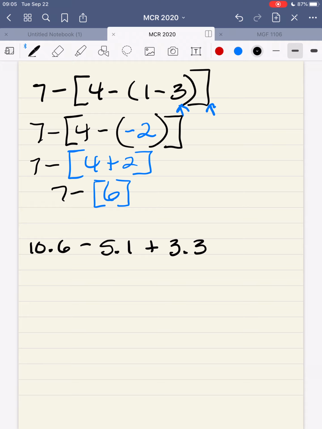And the bracket's not going to change anything. I have 7 minus 6. That's going to give me 1.